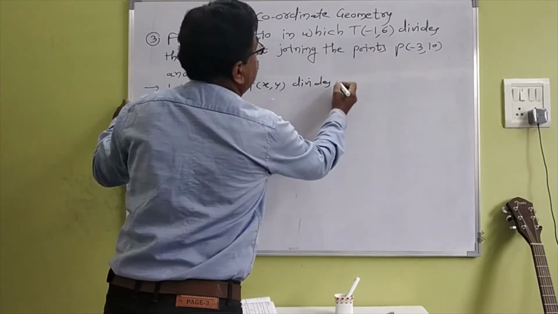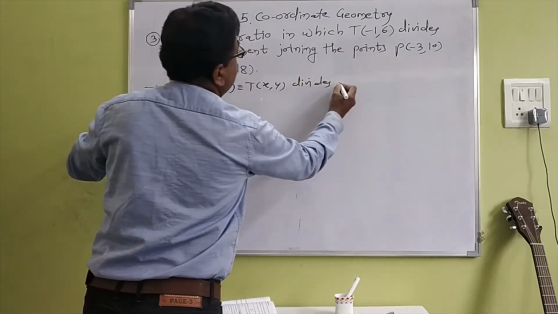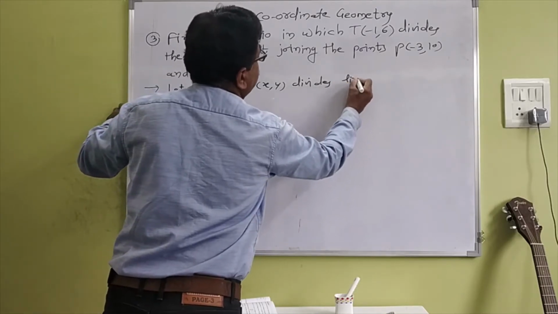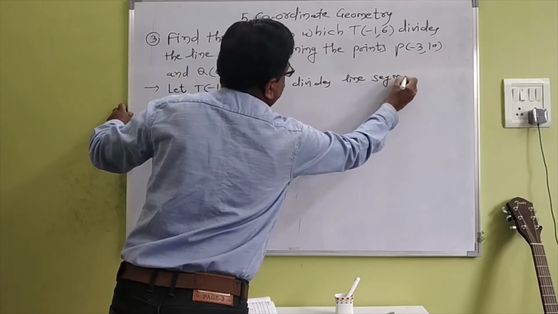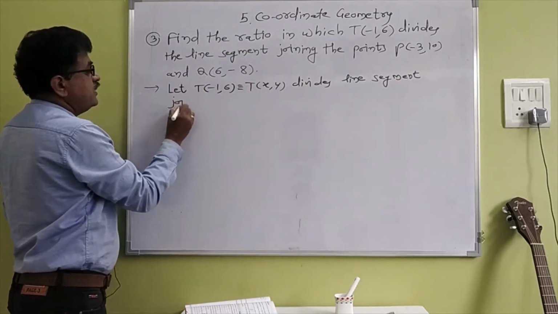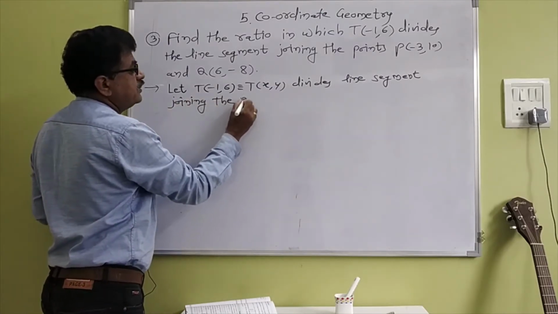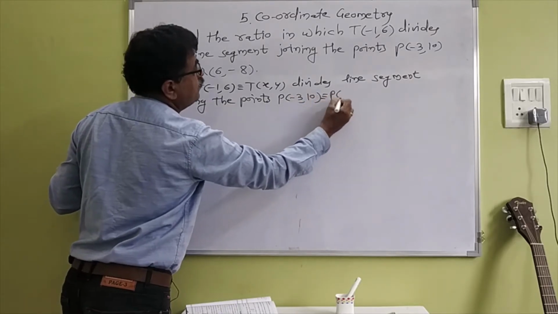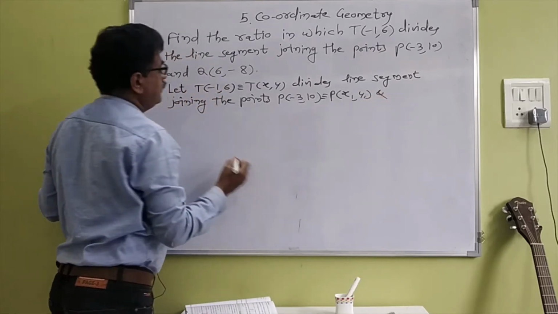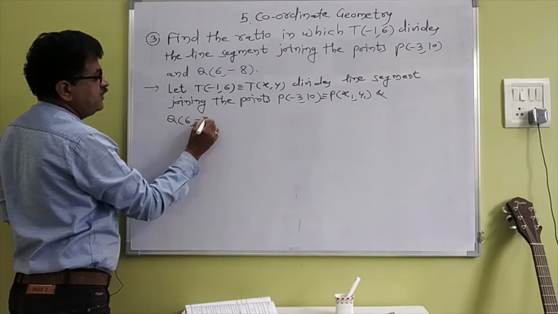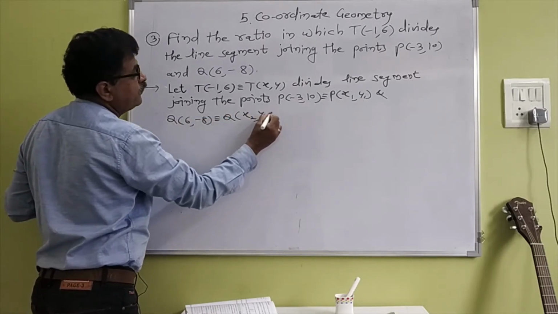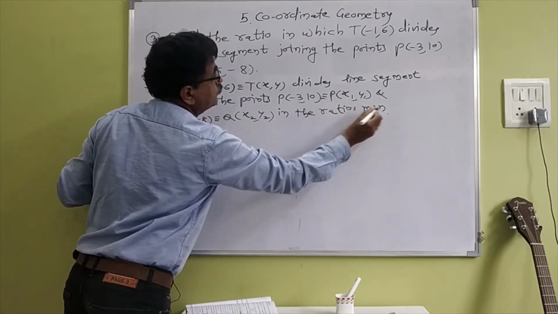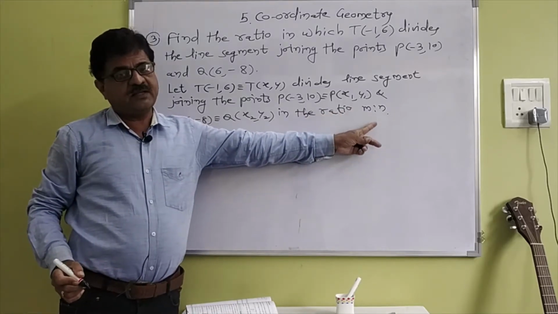T divides the line segment PQ joining the points P of -3, 10, which is equivalent to P of x1, y1, and Q of 6, 8, which is equivalent to Q of x2, y2, in the ratio m is to n. Now we have to find this ratio, that is m is to n.